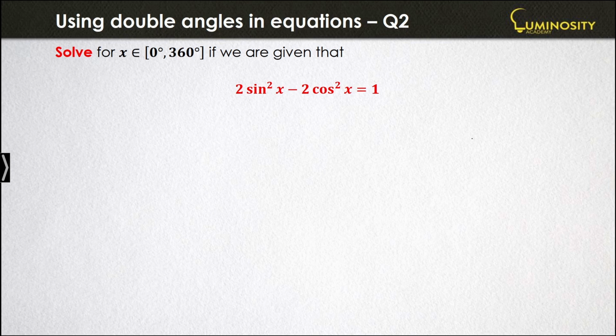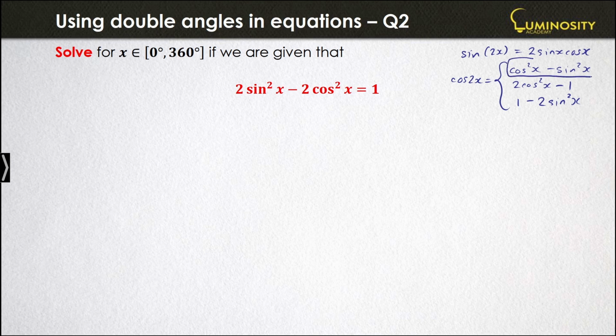So, as a force of habit, let's start writing all the double angle formulae that we know and see how we can use it. So, sine of 2x is 2 sine x cos x. And then cos 2x had three variations. The original one, cos squared x minus sine squared x, 2 cos squared x minus 1, and 1 minus 2 sine squared x. So I see squared terms and cos and sine. So if I can try get it in this form, then I can simplify it.